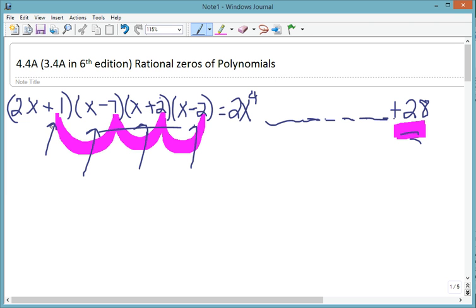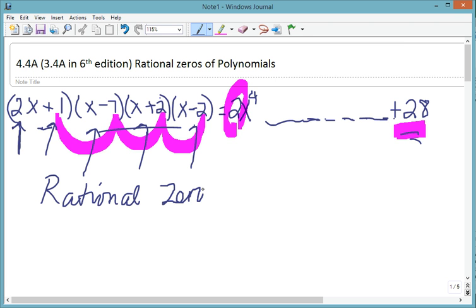And this one, the top number is a factor of 28, and the bottom number is coming from here, the 1/2, because we divide by the 2, and that's coming from this number. So here's the rational zeros theorem. That's what it's called. The rational zeros theorem.